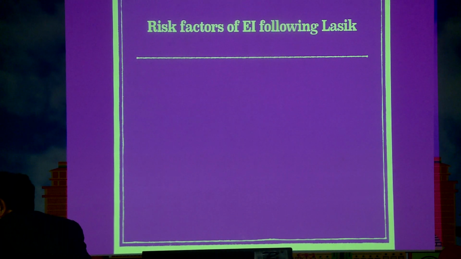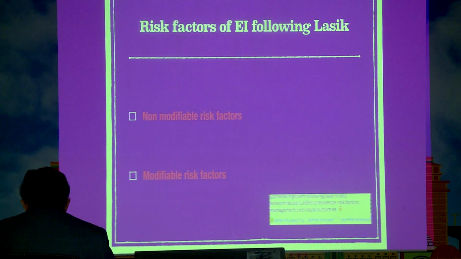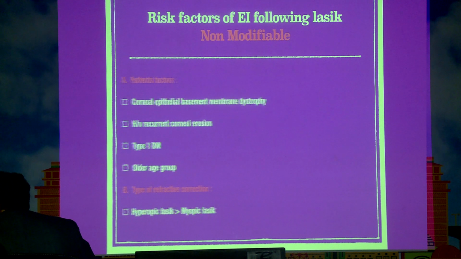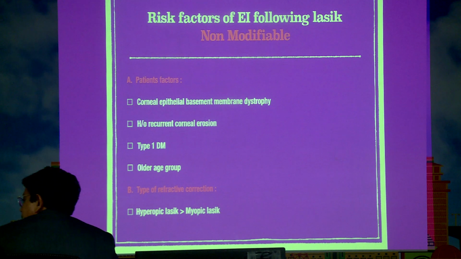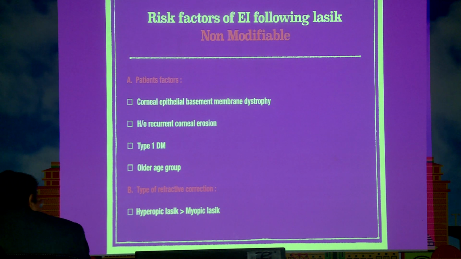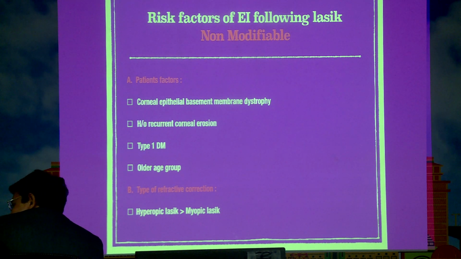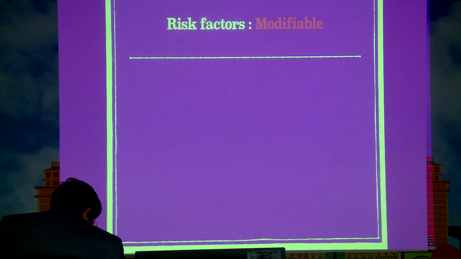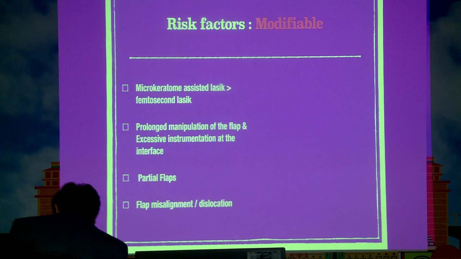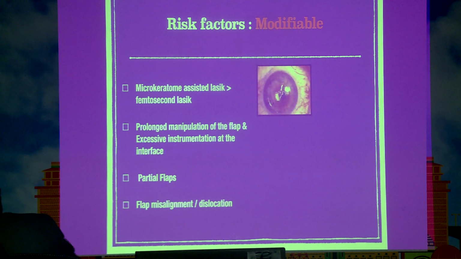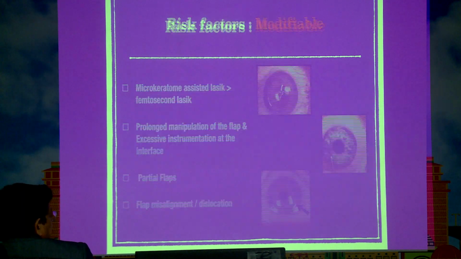Coming to the risk factors of epithelial ingrowth following LASIK, these can be non-modifiable risk factors and modifiable risk factors. The non-modifiable risk factors include patient factors like presence of corneal epithelial basement membrane dystrophy, history of recurrent corneal erosion, type 1 diabetes mellitus, older age group. Hyperopic LASIK is at a higher risk of developing epithelial ingrowth as compared to myopic LASIK. Microkeratome assisted is at a higher risk of developing epithelial ingrowth. Prolonged manipulation of the flap and excessive instrumentation at the interface, partial flaps, flap misalignment or dislocation.